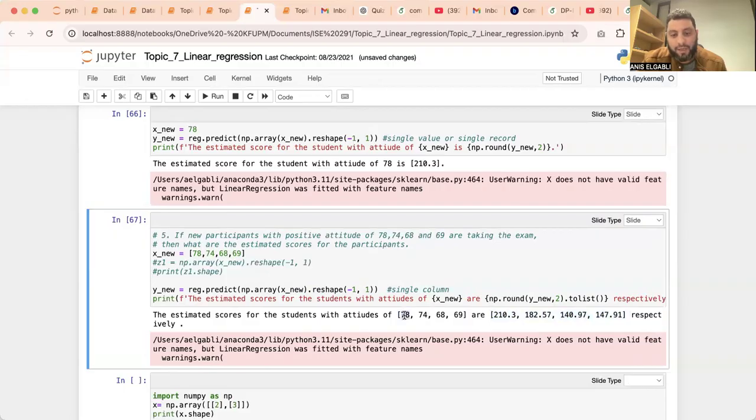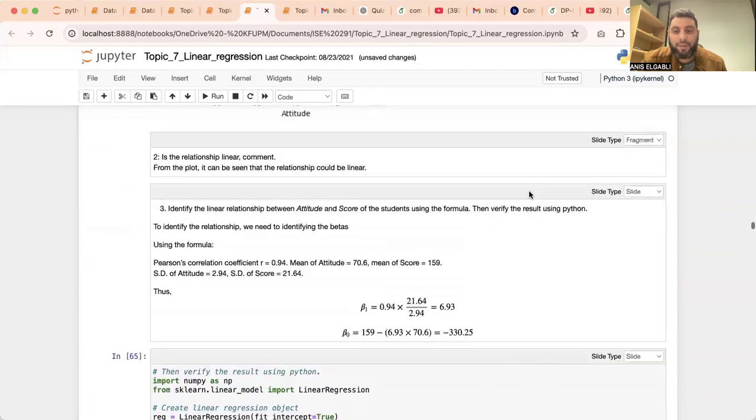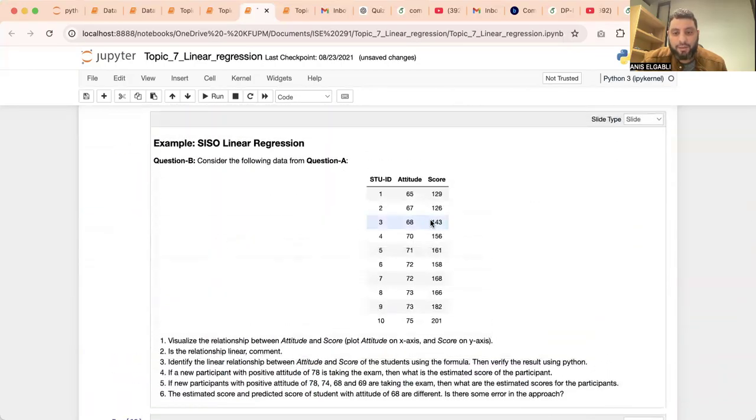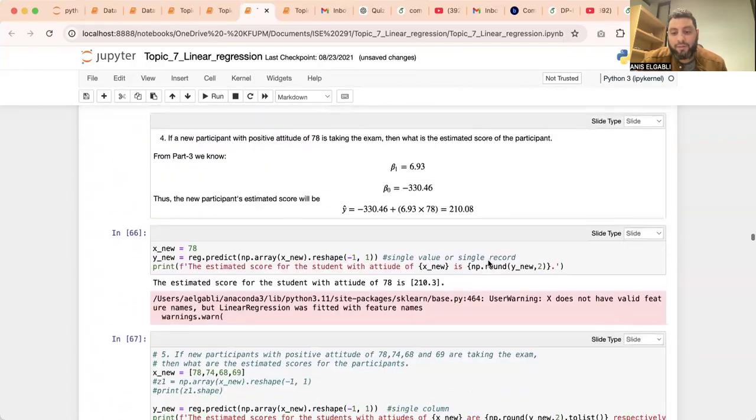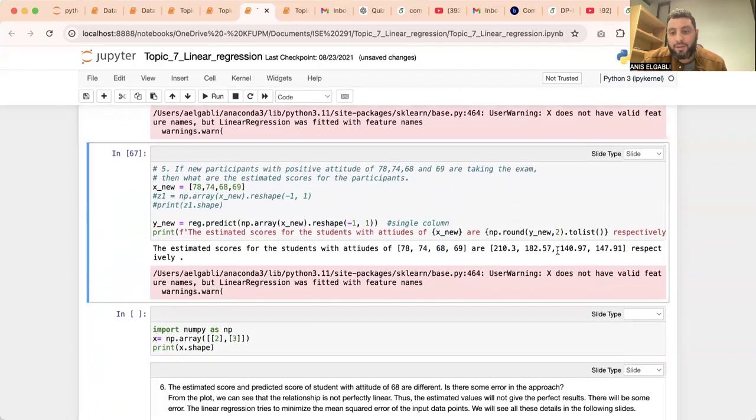So for a student with attitude equal to 78, the estimated value for the score is equal to 210. I think 68 was one of the input points. If you go back, the estimate here was 140.97. If you come here, 68, it was here. The actual one was 143 in the data. Here the estimate is 140.9. So there will always be an error. There will always be an error.